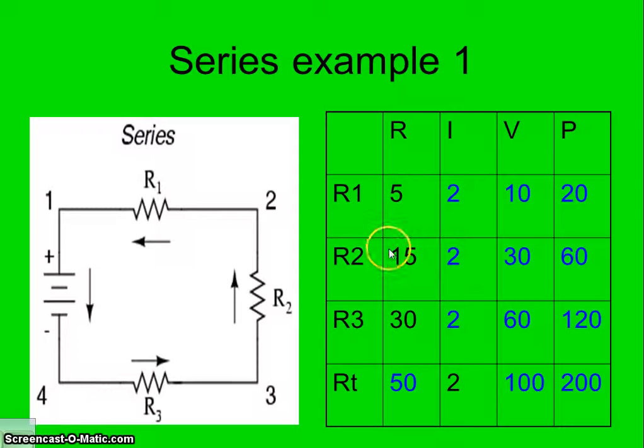Alright, you have 5 plus 15 plus 30. That will give you 50. So that means if I took these 3 resistors out, I could replace them with the 50 ohm resistor.